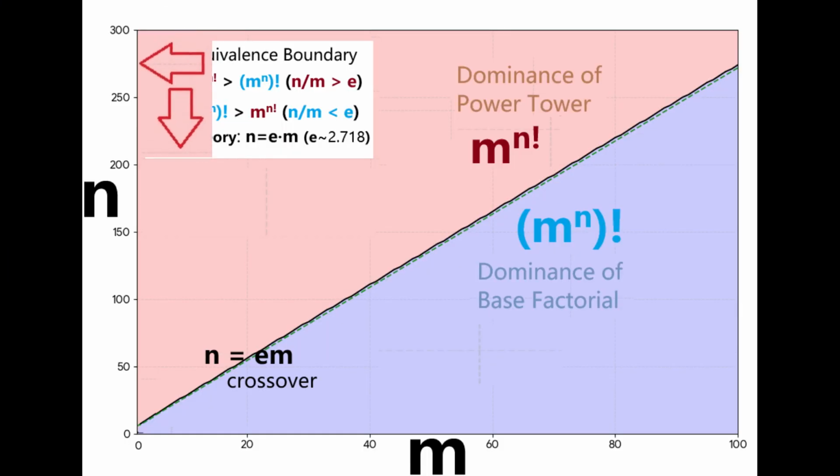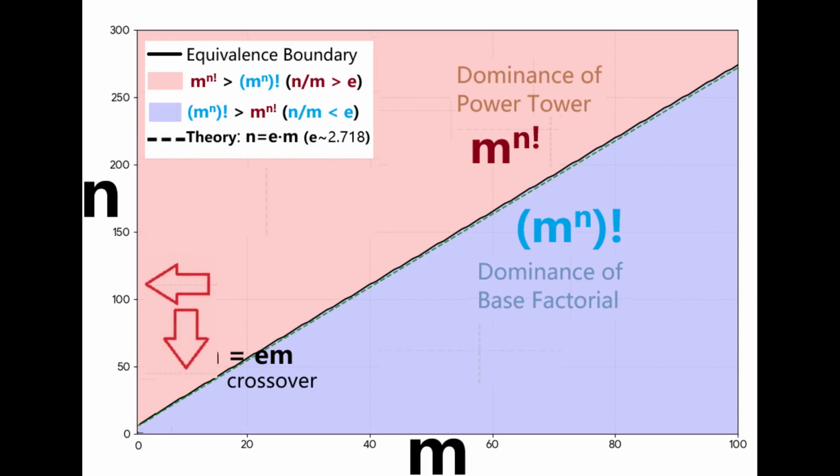Again, 3 to the power of 99 factorial is the overwhelming victor. And our phase diagram? For m equals 3 and n equals 99, we're squarely in the red zone.